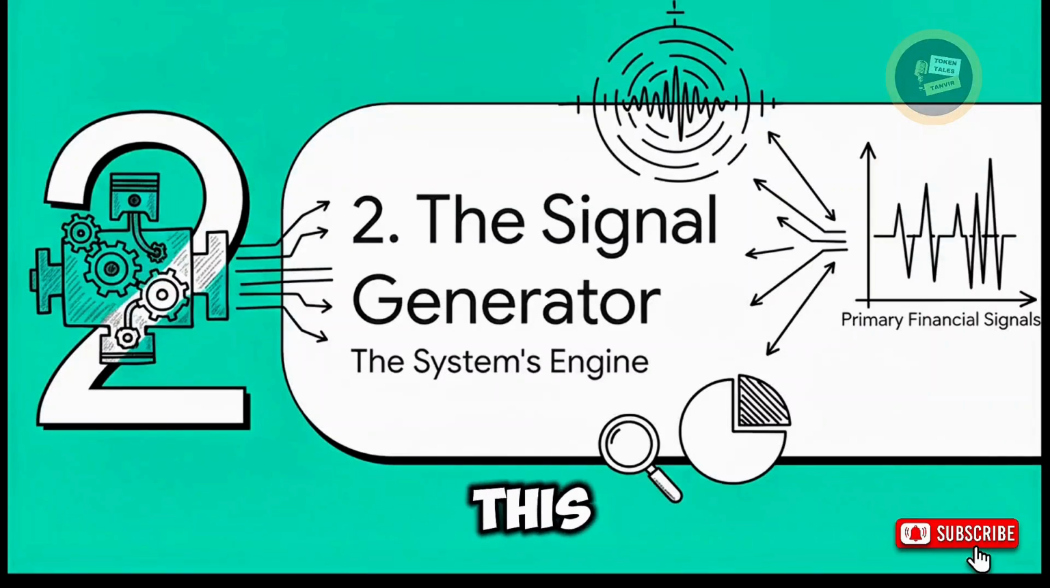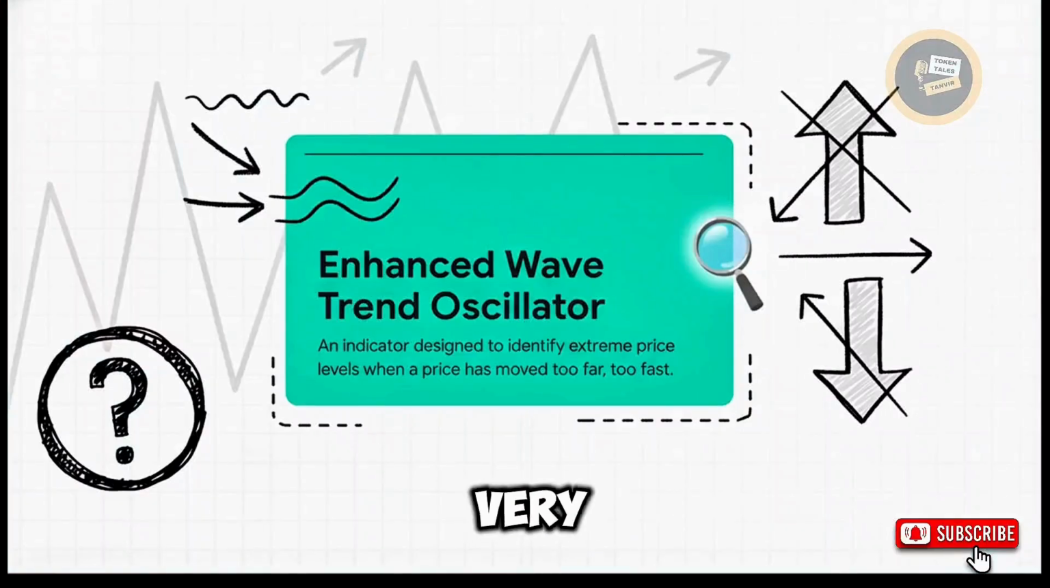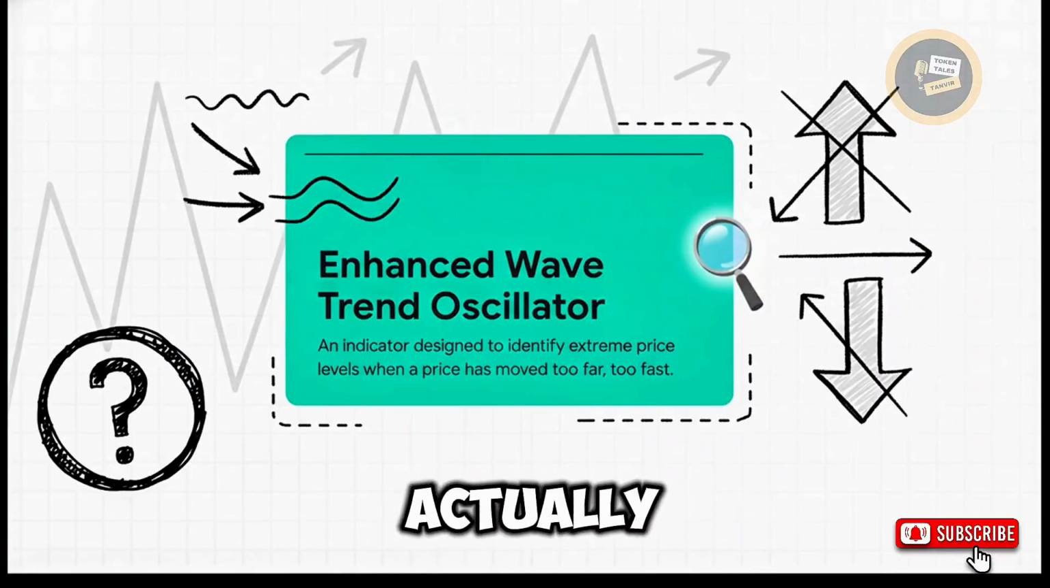So how does this supposed prediction engine even work? Well, the first piece of this puzzle, the system's core component, is the part that generates the main alert. At the very heart of it all is this tool, the Enhanced Wave Trend Oscillator. Yeah, it's a mouthful, I know, but its job is actually pretty simple.